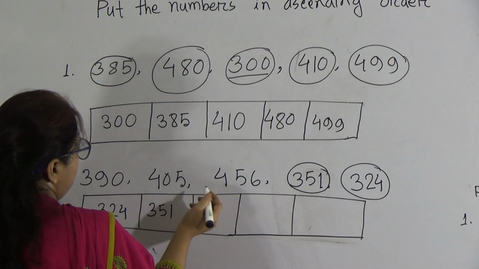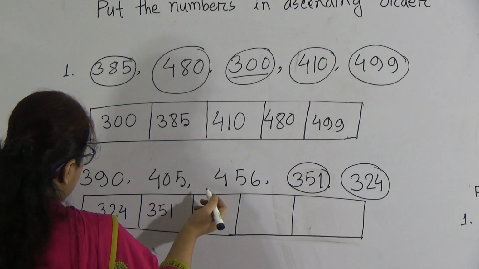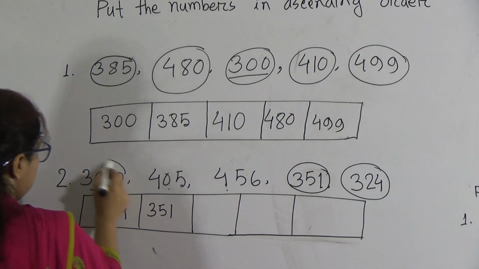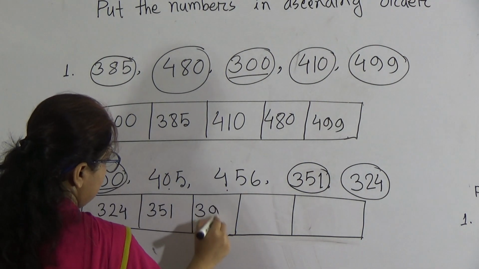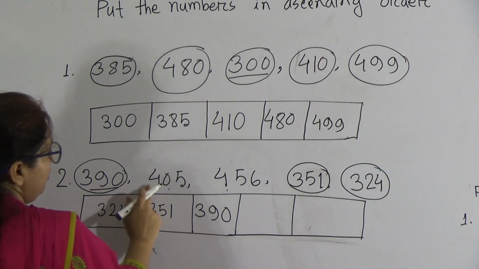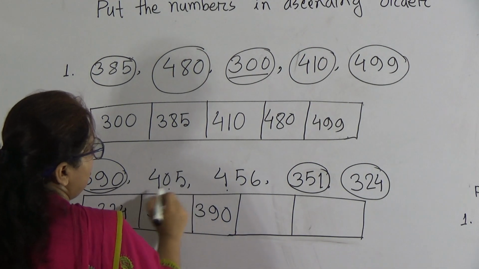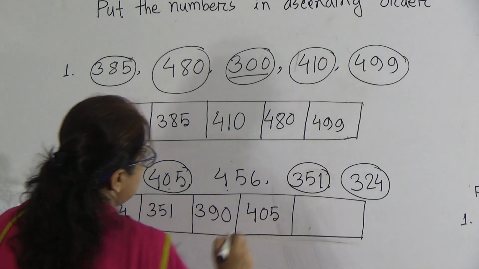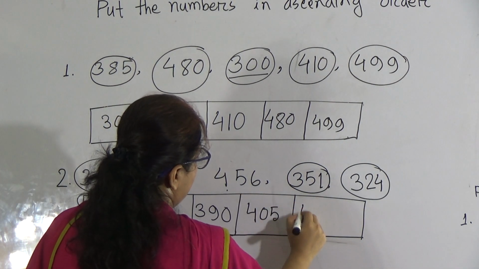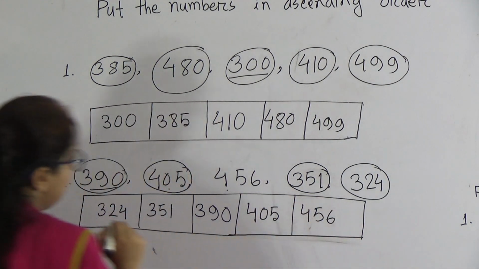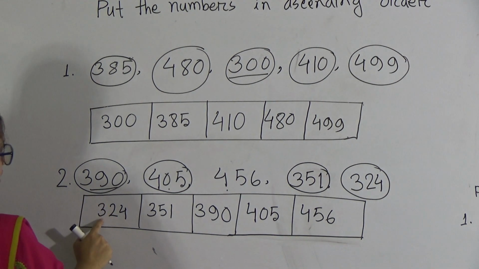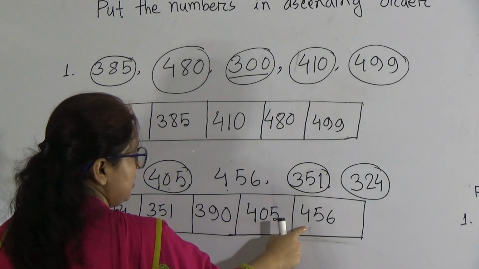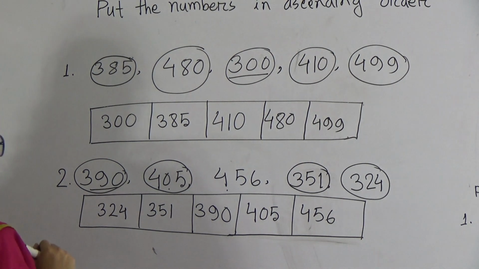Now move on. Which number is next? The smaller number among 390, 405 and 456. So 390 is our next number, then 405 and 456. 405 is smaller than 456. Now lastly you have to write 456. Dear learners, look carefully. 324 is the smallest number from the given numbers and 456 is the biggest number among these numbers.